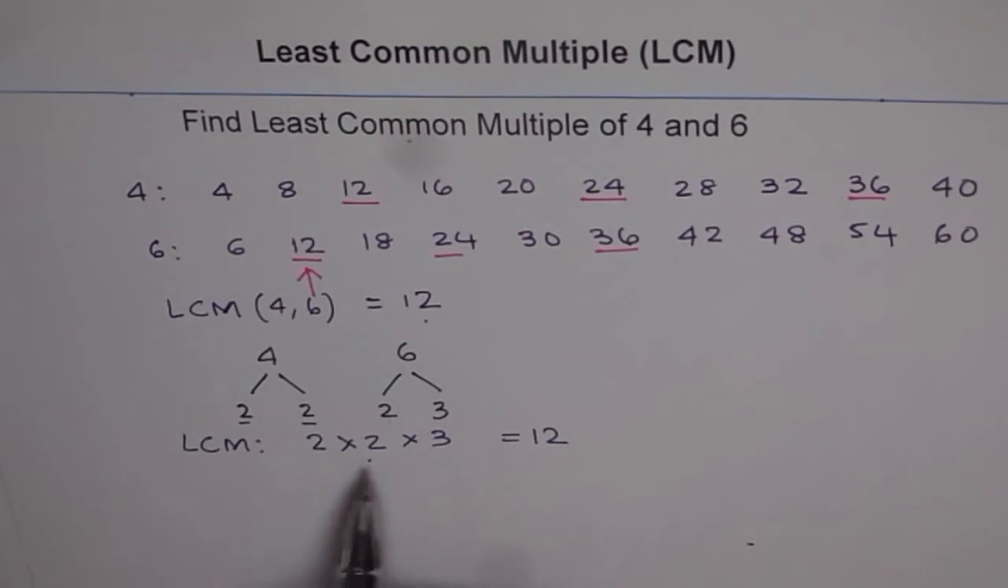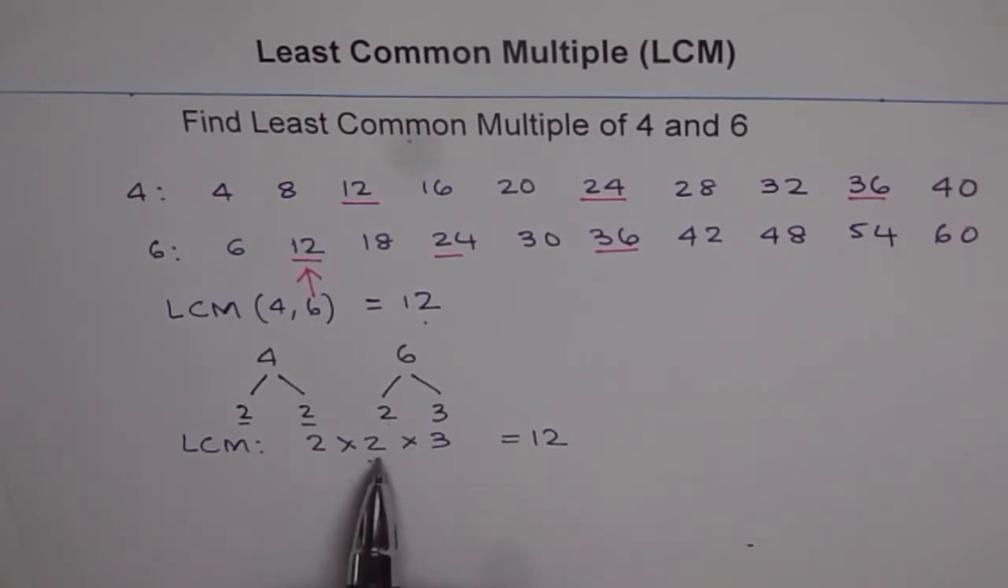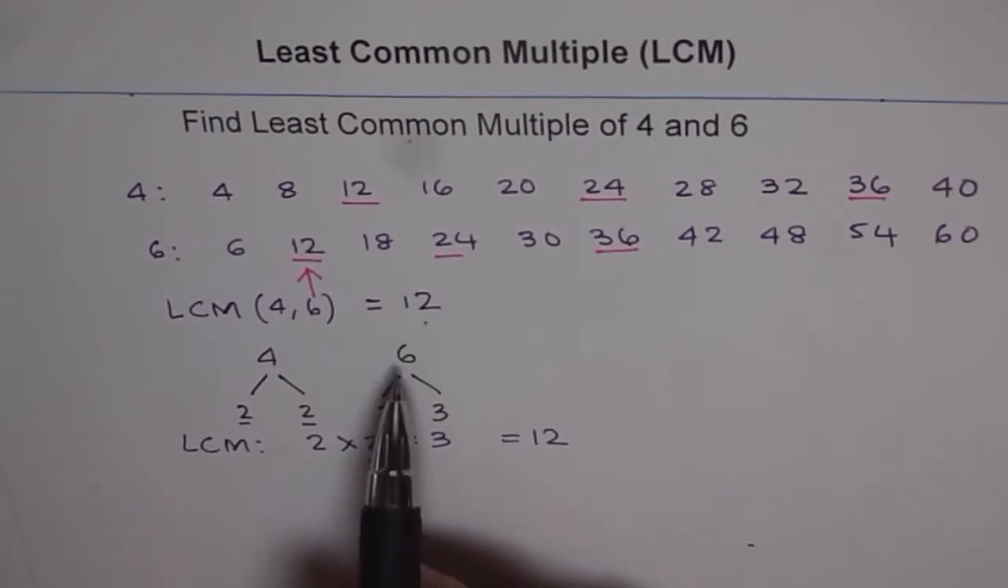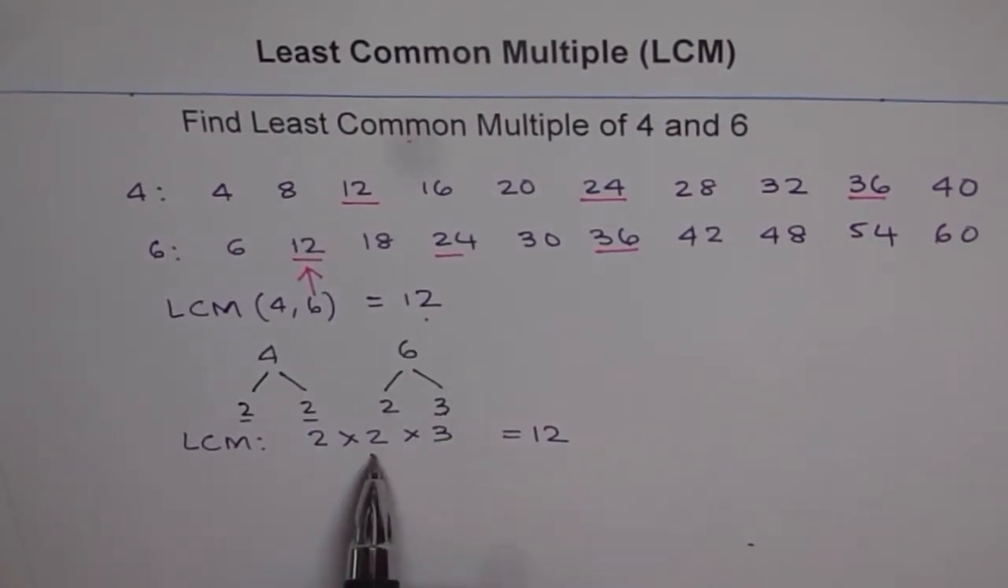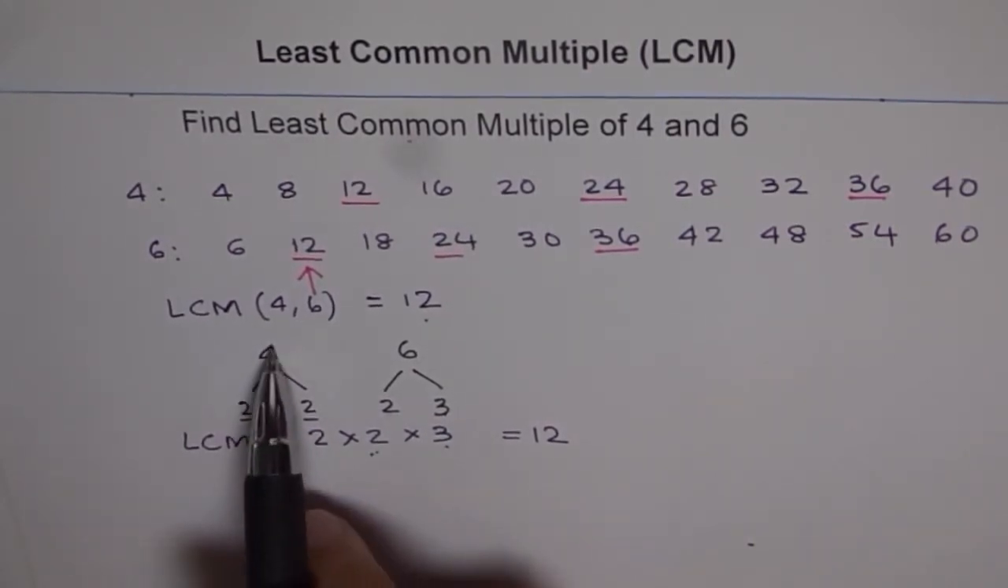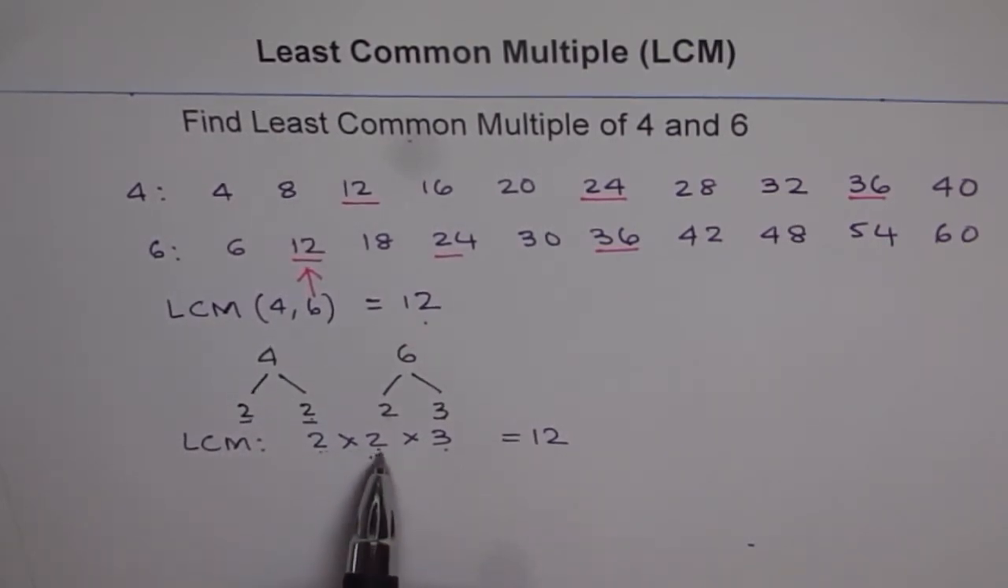Correct? Remember, when you are listing these factors here, you have to ensure that factors are selected so that you can get your number back. For example, this number needs at least one 2 and one 3. So we have one 2 and one 3. This number needs at least two 2's, and we do have two 2's. So that ensures that our answer is correct. So that is the way we can do it by prime factorization.